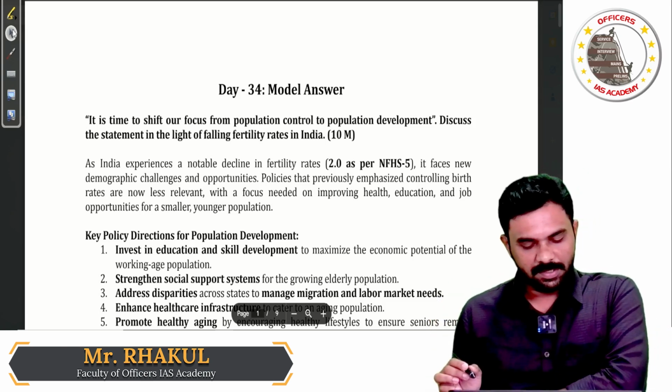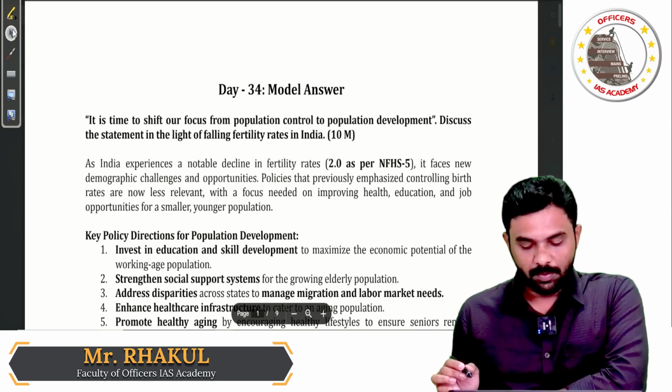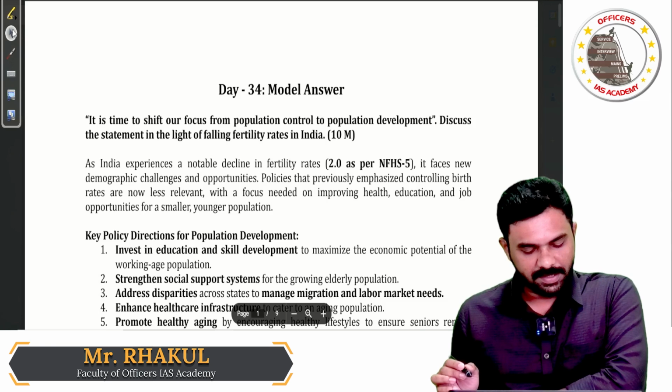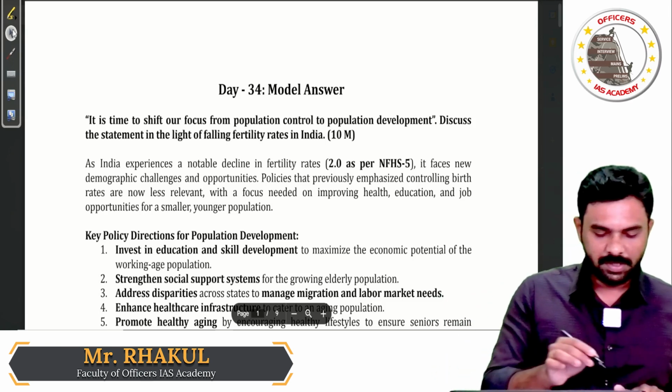The first question is for day 34. It is time to shift our focus from population control to population development. Discuss the statement in the light of falling fertility rates in India. It is a 10-mark question. Should answer in 150 words.